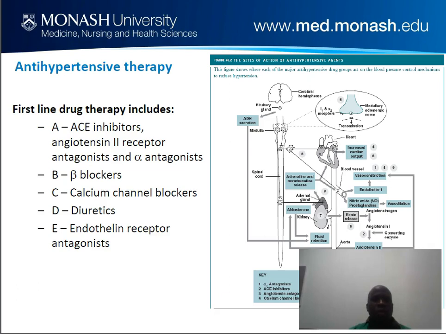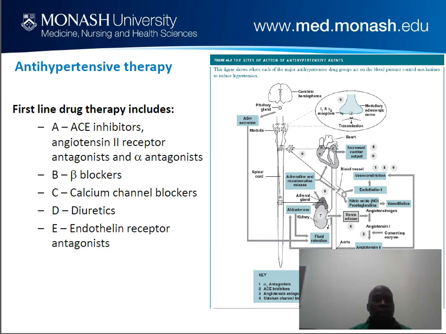Basically, these act on angiotensin 2. They inhibit angiotensin 2 receptors, and alpha antagonists. They are the angiotensin 2 receptor antagonists and alpha antagonists. Remember, these are two forms of receptors. We have alpha receptors and angiotensin 2 receptors. And what these drugs do, ACE inhibitors, once they bind to these receptors, basically they block these receptors from function. And in doing so, they prevent hypertension.